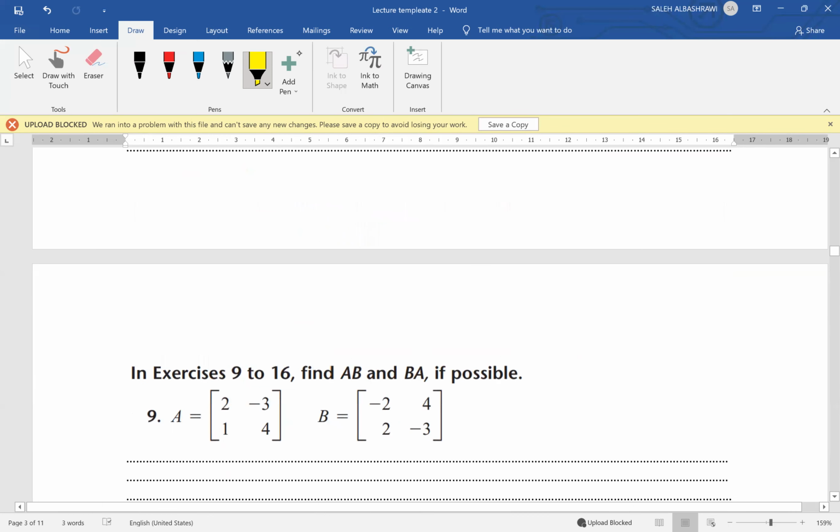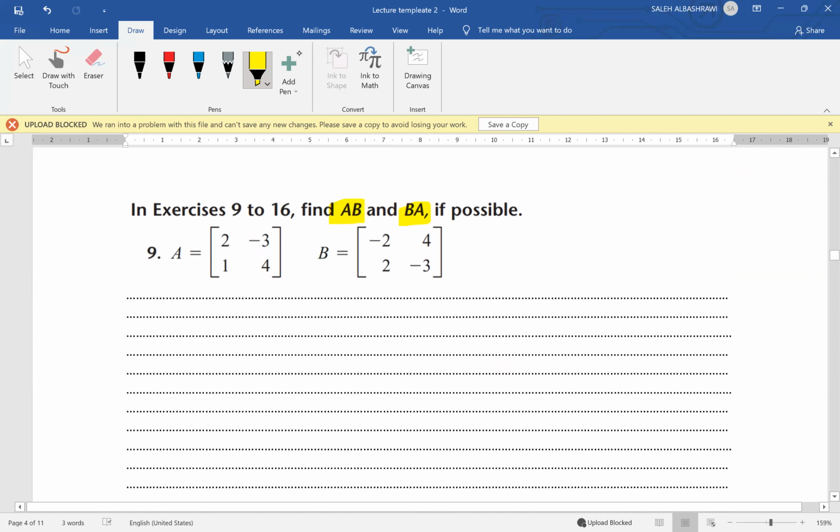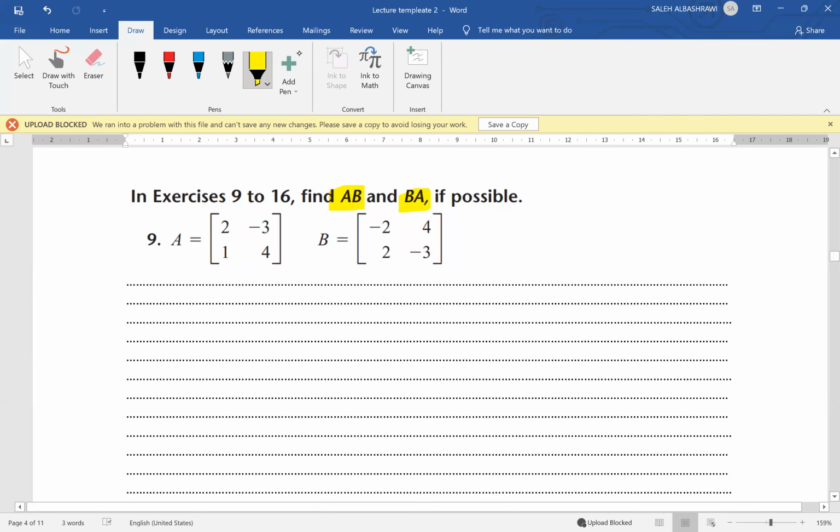So let's have one example for this product of matrices. Suppose that we are given A equal to [2, -3; 1, 4], and B equal to [-2, 4; 2, -3], and we need to find A times B and B times A. Let's start with the first one, A times B.